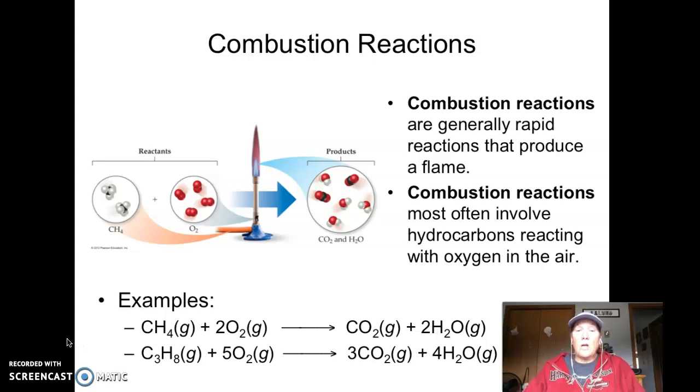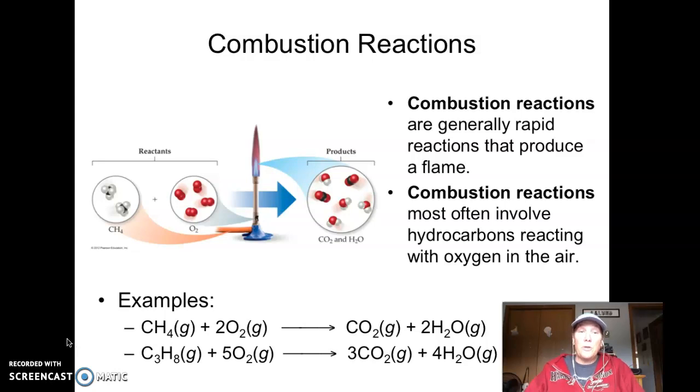One was synthesis or combination, where you're taking stuff and combining them to make a product. We talked about decomposition, which is just the opposite. You take a substance and you break it down into smaller parts. Then the next type we're going to talk about is a combustion reaction. And a combustion reaction is when you burn stuff, okay?